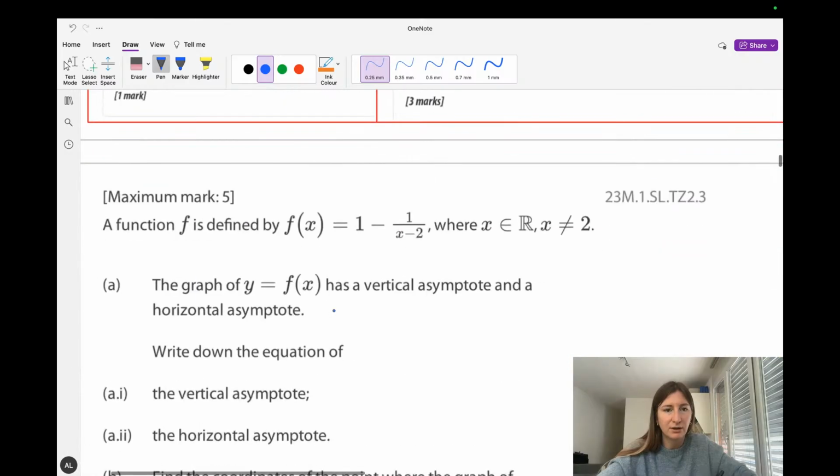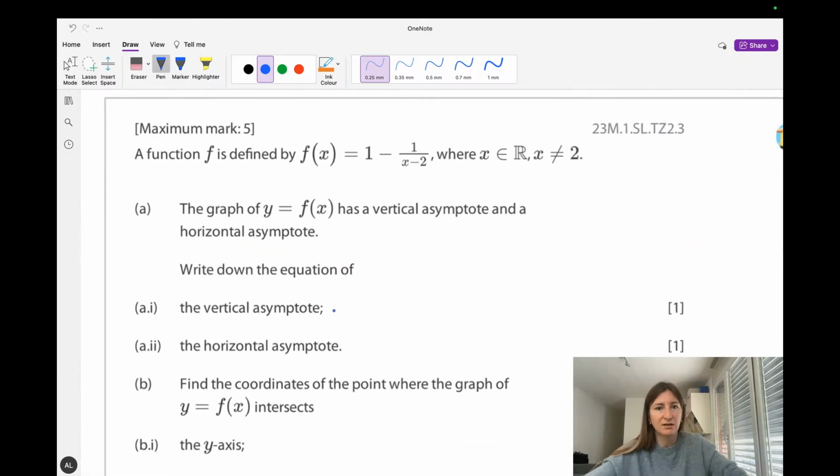Okay, let's try another one. Do you recognize this form over here? It's a rational function that's in reciprocal form. So now we have to recognize the vertical asymptotes and horizontal asymptotes from this form. So for the vertical asymptote, it's always just this. What number can we not have in our denominator that will make it 0?